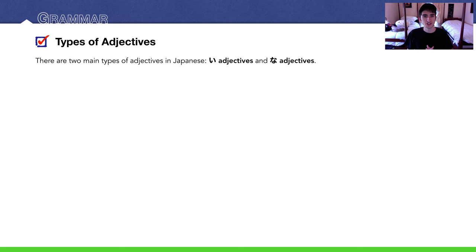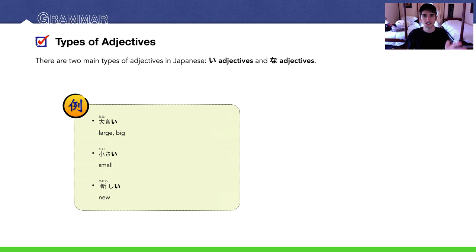Types of adjectives. There are two main types of adjectives in Japanese, i adjectives and na adjectives. Okay? Here are some i adjectives. 大きい, 小さい, 新しい. You'll notice they all end in i, hence the name i adjective. Okay? And then some na adjectives. 有名, 綺麗, 便利. All right, these are not adjectives. I'm going to talk more about why they're called not adjectives later in this lesson when we get more into the grammar. You don't see a na on them right now, but eventually there will be a na connected to them.